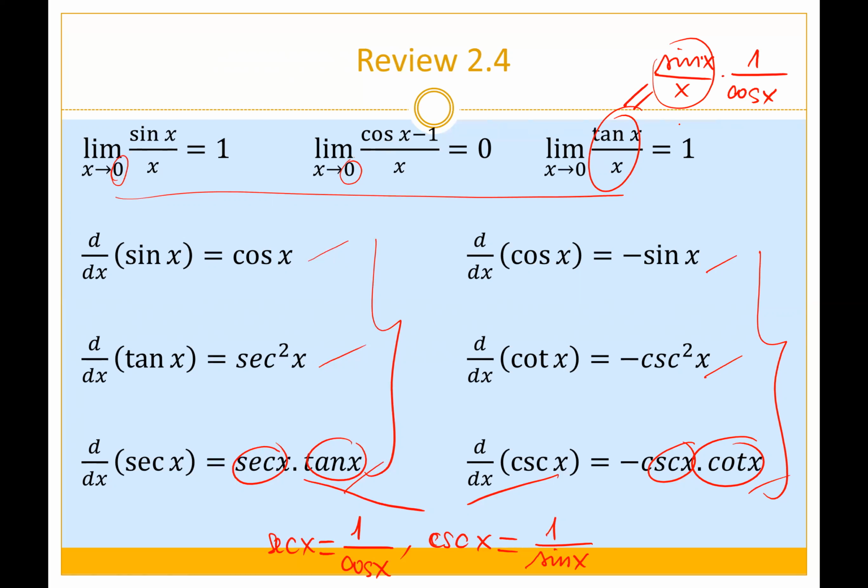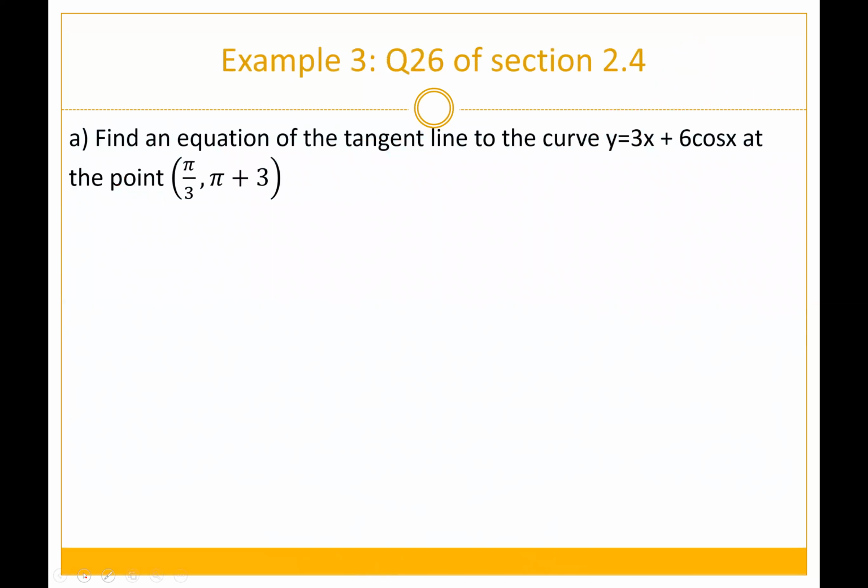And so then we have the derivatives of sine, cosine, tangent, cotangent, secant, and cosecant that we're going to use throughout. If you need help, like an assistant when you're doing the following example, feel free to open the book and put it aside with you, and then go through the problems with me. So example 3 is question 26 of section 2.4.